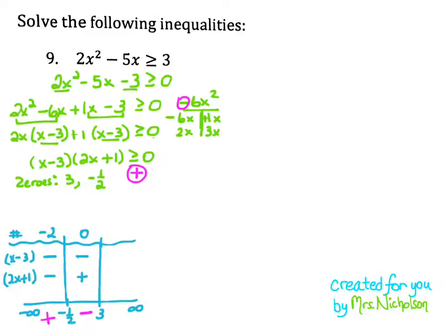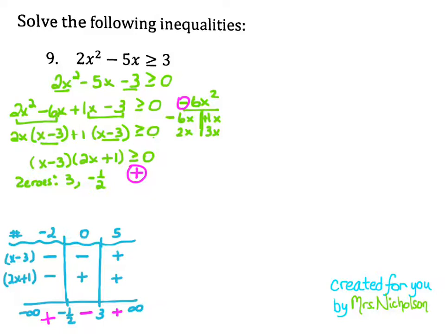Last interval from 3 to infinity, I'm going to pick the number 5. If I plug 5 into x minus 3, I'm going to end up with a positive value. And if I plug in 5 into the 2x plus 1, again, that's going to give me a positive value. And positive times a positive would be positive.